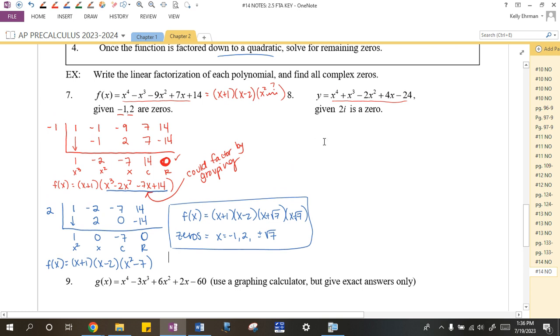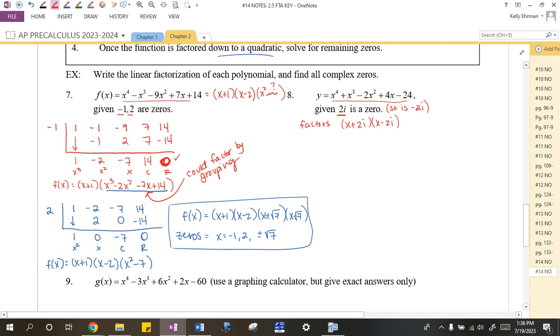Okay, what about number 8? Number 8 is another degree 4. We're given an imaginary 0, so you don't want to do synthetic division with an imaginary number on the outside. And remember, if 2i is a 0, so is -2i. So that means that factors of y are x plus 2i, x minus 2i.